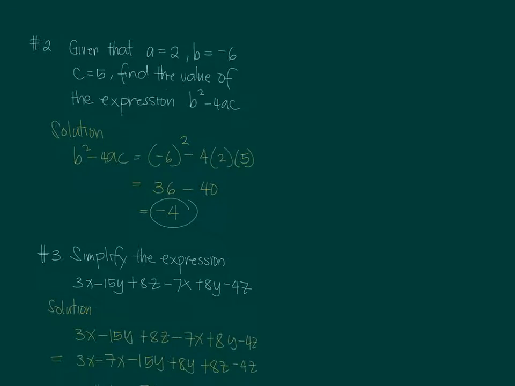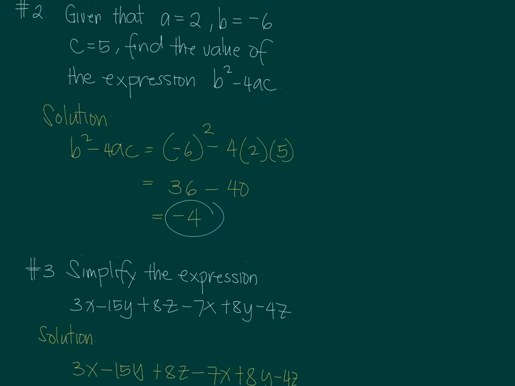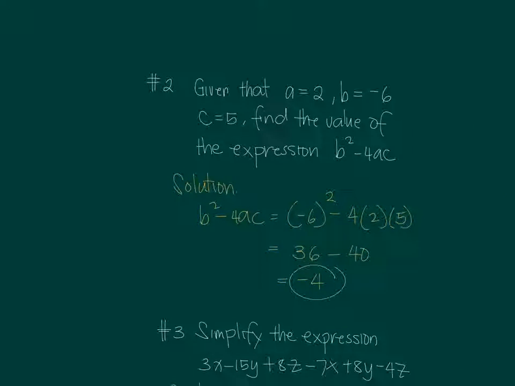2. So in number 2, you were given that a is equal to 2, b is equal to -6, c is equal to 5, find the value of the expression b squared minus 4ac. So this question is all about testing if you know how to use values for a given expression, how to substitute properly.